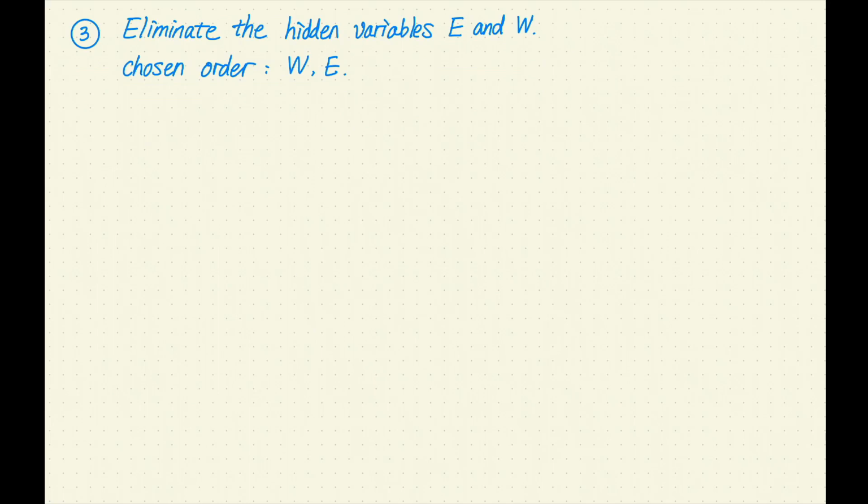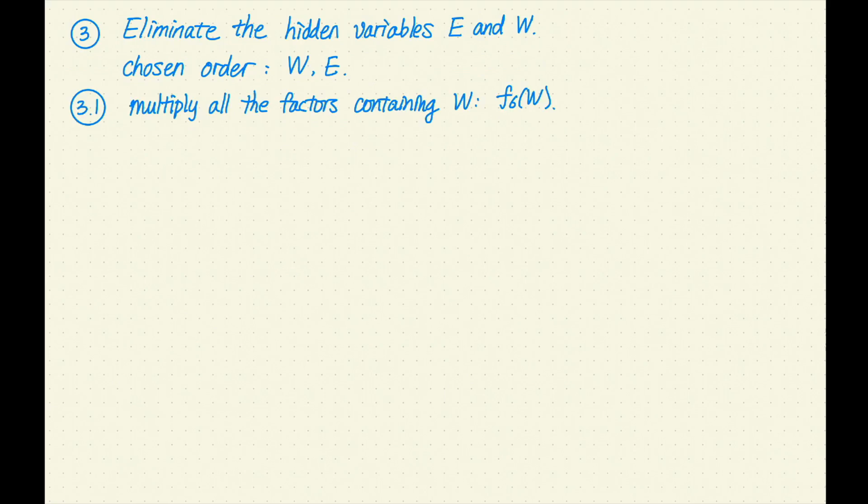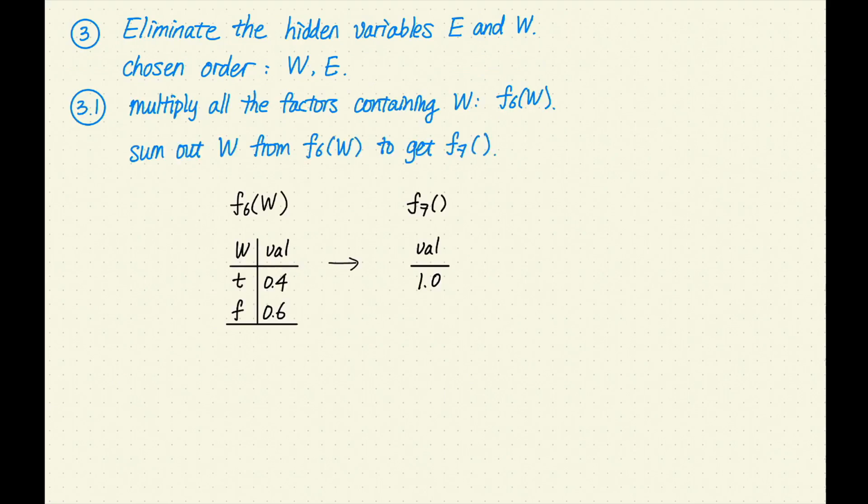Step 3.1. Only one factor contains W, so we do not have to multiply any factors. Next, sum out W from F6 to produce a new factor F7. Note that W was the only variable in F6, so F7 has no variable and contains a number.